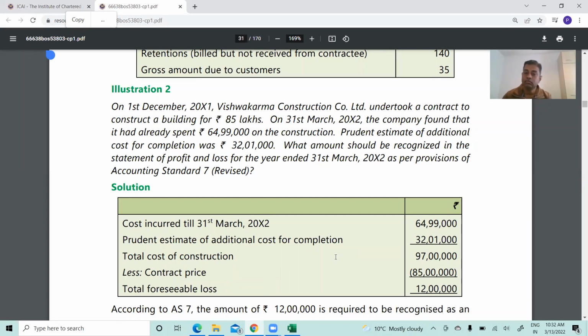On 1st December 2001, Vishwakarma Construction Company Limited undertook a contract to construct a building for 85 lakh. On 31st March 2002, the company found that it had already spent 64 lakh 99,000 on the construction. Prudent estimate of additional cost for completion was 32 lakh 1,000. What amount should be recognized in the statement of profit and loss for the year ended 31st March 2002 as per the provisions of Accounting Standard 7?